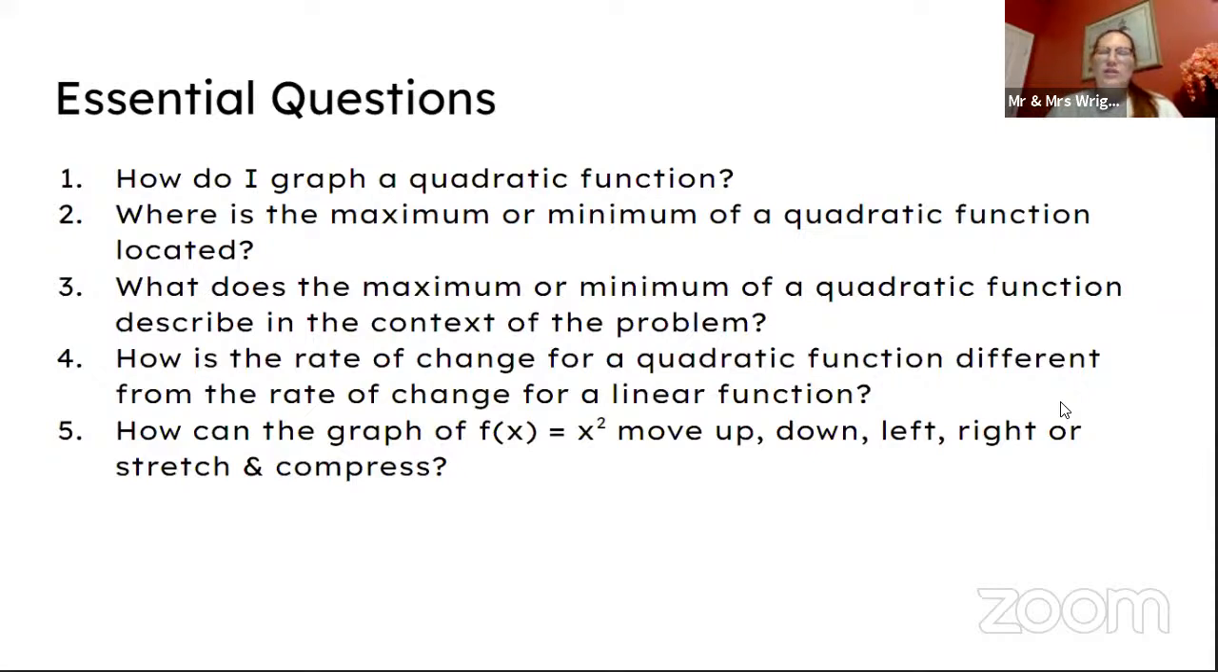What is the rate of change for a quadratic function? And how is that different from one for a linear function? And then how can the graph of, this is the basic graph for a quadratic equation, f of x, or y equals x squared, how does that move up, down, left, right, stretch, or compress? And so we're going to look at every single one of those questions in this unit.